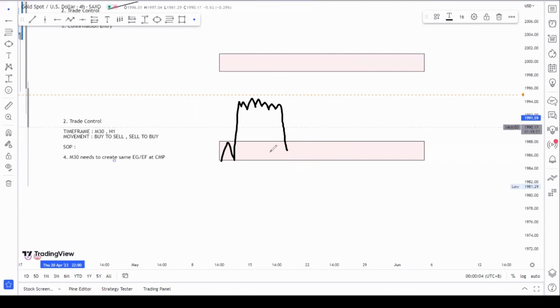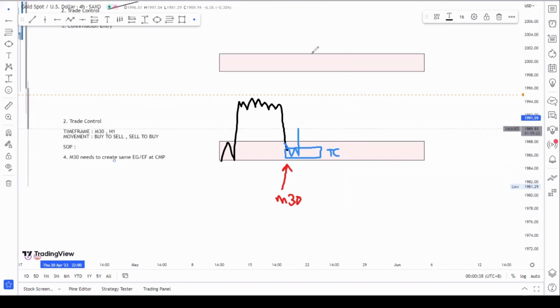When we focus on CMP, M30, we need to change the time frame. What the price needs to do is create the same engulfing, which is engulfing buy on M30. If it creates this engulfing buy on M30, this is what we call trade control. Do you understand it?